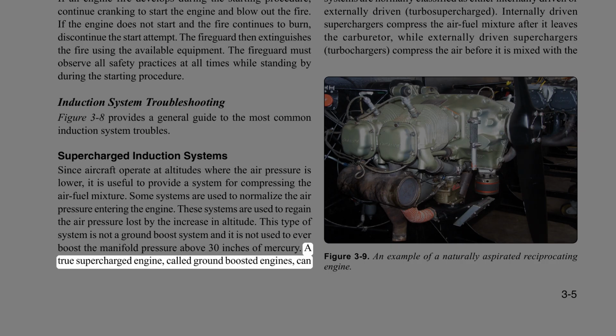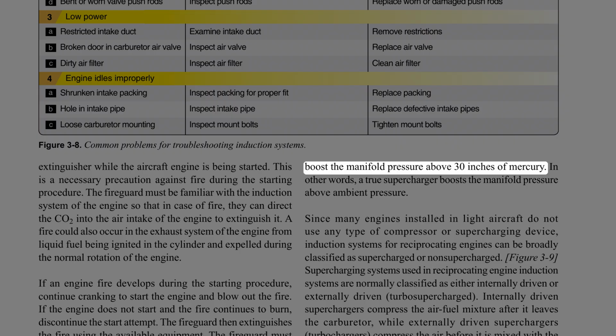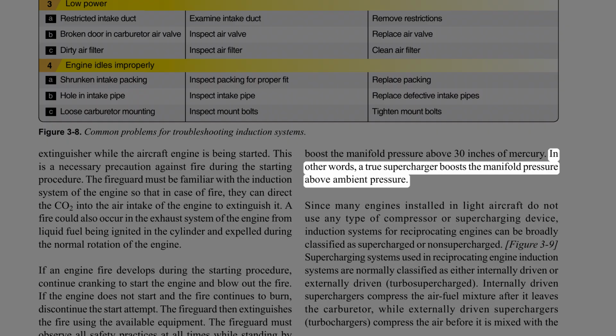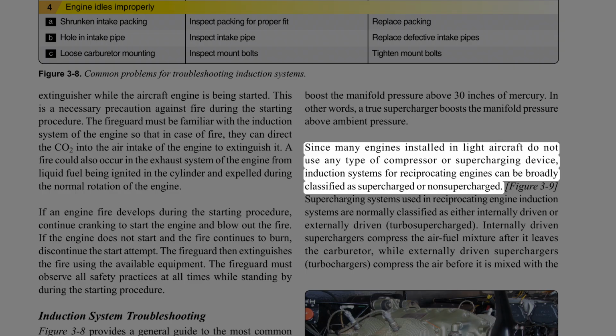A true supercharged engine, called a ground-boosted engine, can boost the manifold pressure above 30 inches of mercury. In other words, a true supercharger boosts the manifold pressure above ambient pressure. Since many engines installed in light aircraft do not use any type of compressor or supercharging device, induction systems for reciprocating engines can be broadly classified as supercharged or non-supercharged.